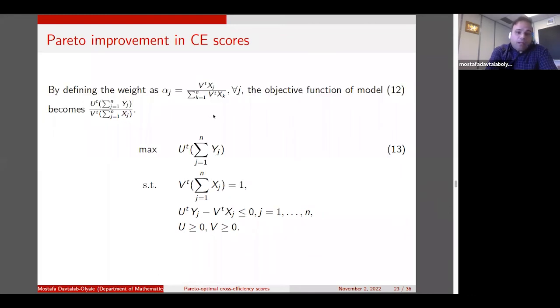So by defining alpha j, the weight, as this, we can get this simple, linear model to generate a set of cross efficiency scores. This model shows that to generate a set of cross efficiency scores, it suffices to maximize the efficiency of the aggregate DMU.